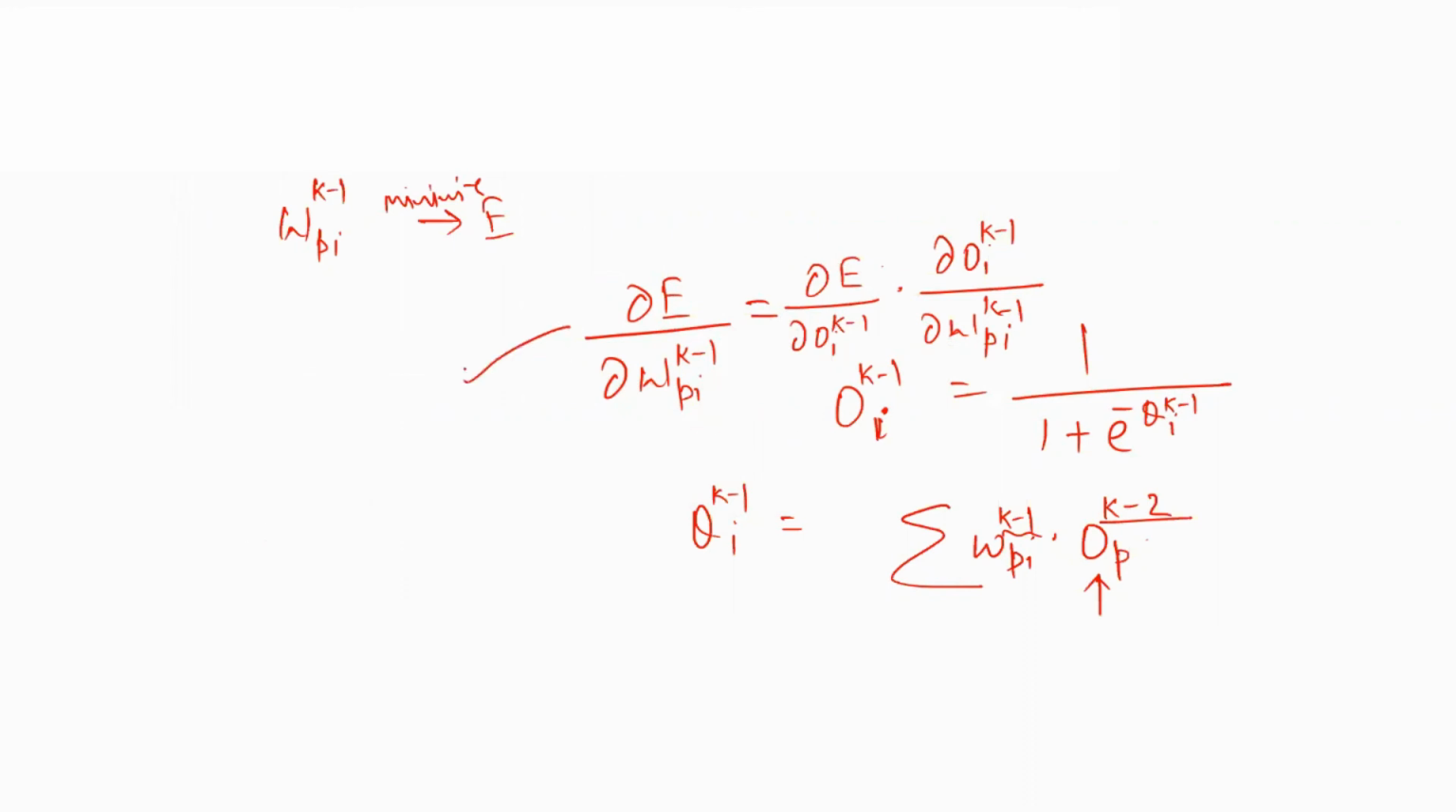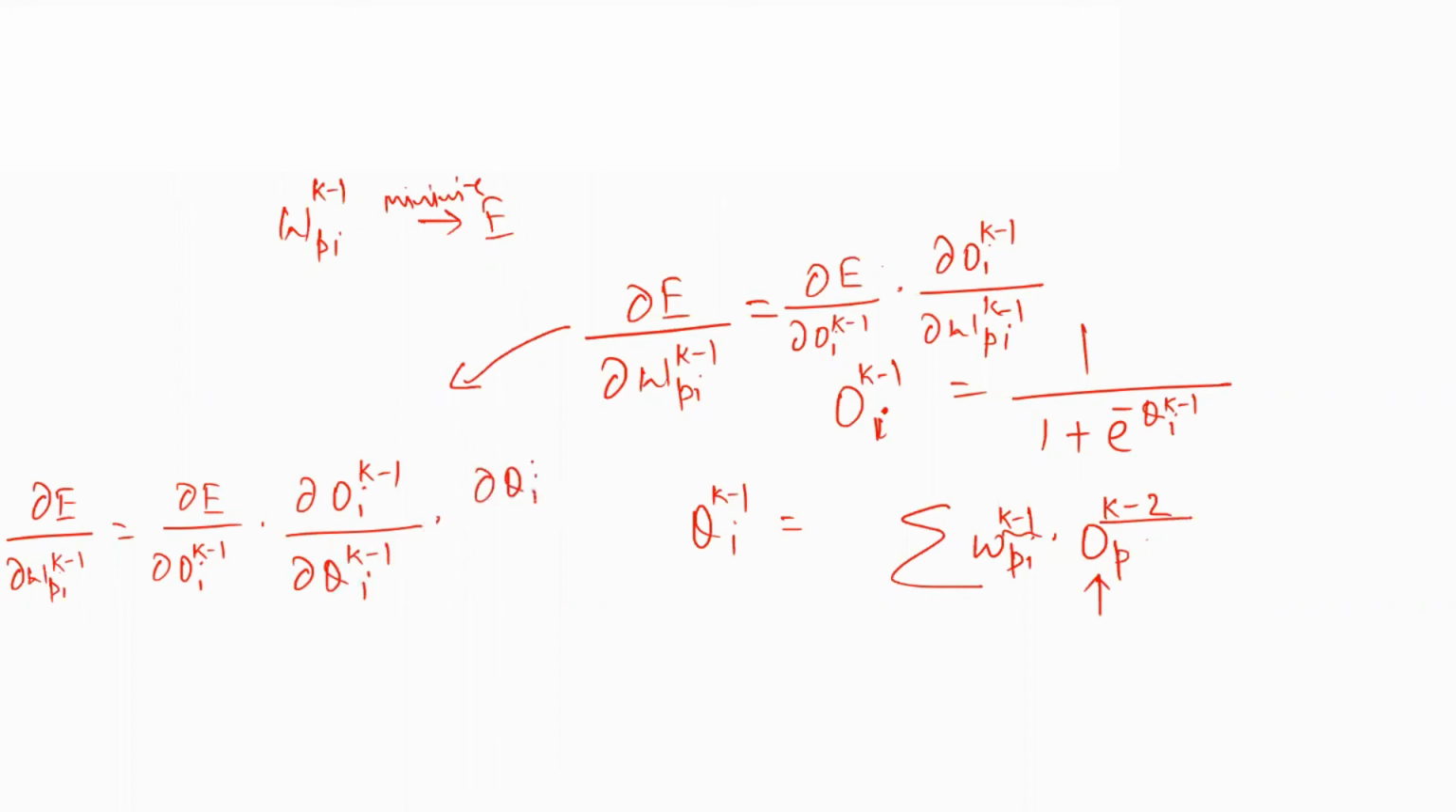Now I can write this as del E by del W P I k minus 1 equals del E by del O I k minus 1 into del O I k minus 1 upon del theta I k minus 1 multiplied by del theta I k minus 1 upon del W P I k minus 1.